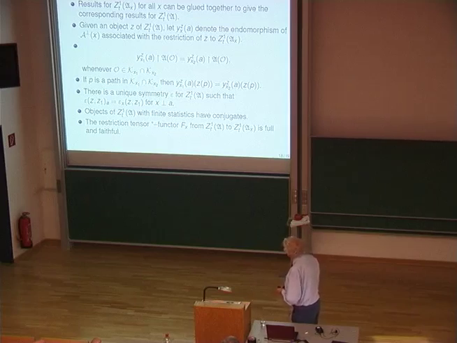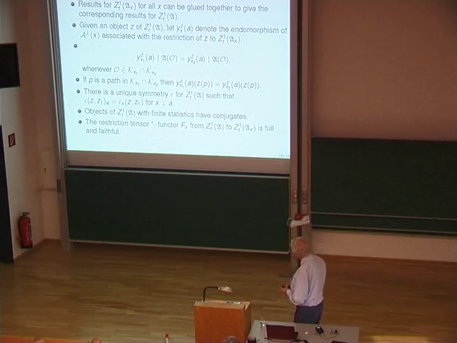However, they are compatible, in the obvious sense that if you look at Z in X1 of A and restrict it to A of O, then that equals YZ of X2 in A restricted to A of O, whenever you look at some O which is in the intersection of K of X1 and K of X2. But that's just the intersection, it's not K. And furthermore, if you have a path in K of X1 to K of X2, then YZ of X1 of A of Z of P is equal to YZ of X2 of A of Z of P.